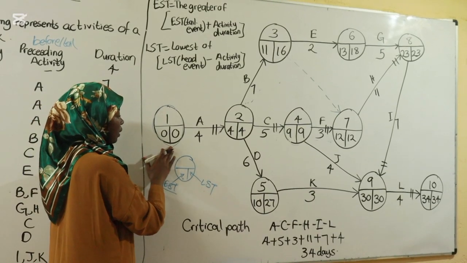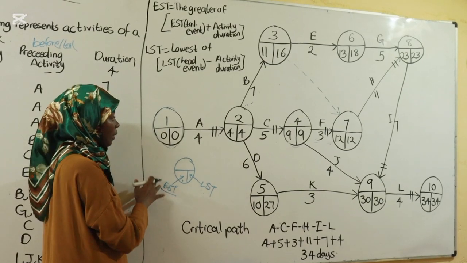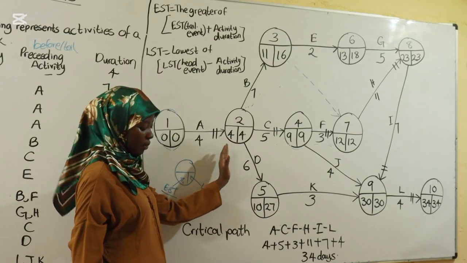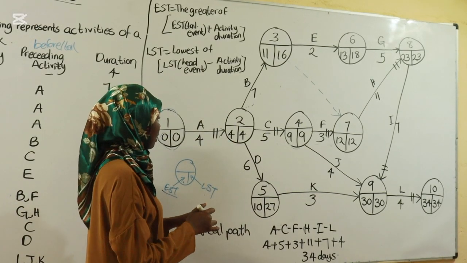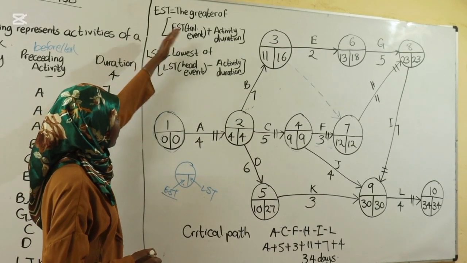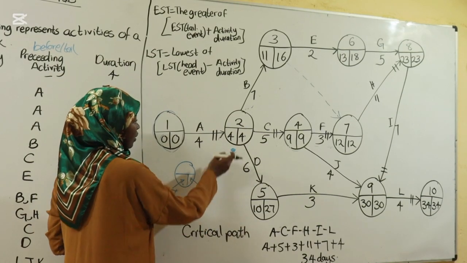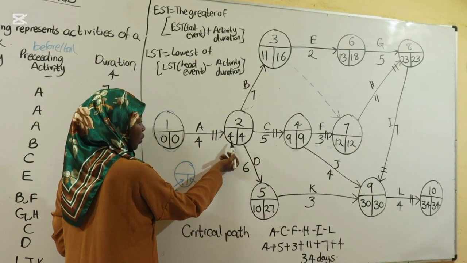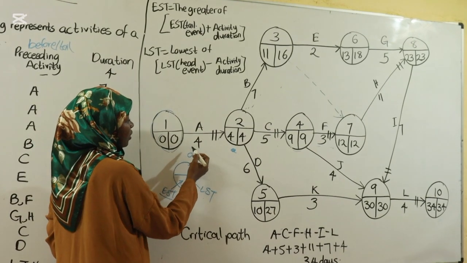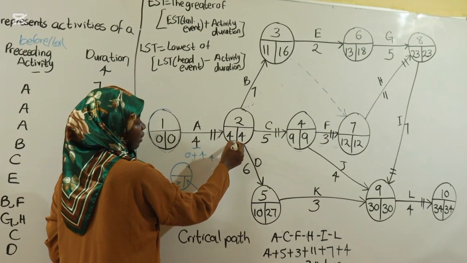As I've told you, when you're calculating EST, first things first, from the start point, the EST is 0. Now we want to go to this other node and calculate its EST. We're told the formula is the EST of the tail event plus activity duration. We are standing here, and the EST of the tail event is 0 plus the activity duration, which is 4. So 0 plus 4 is 4. That is why we have 4 here.